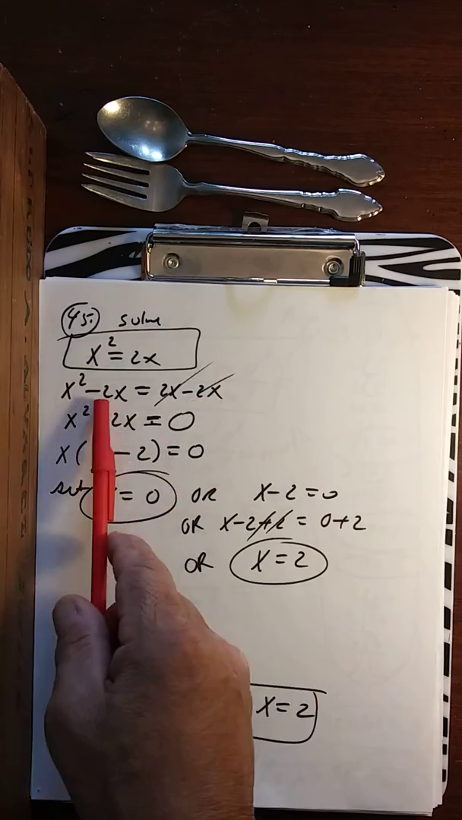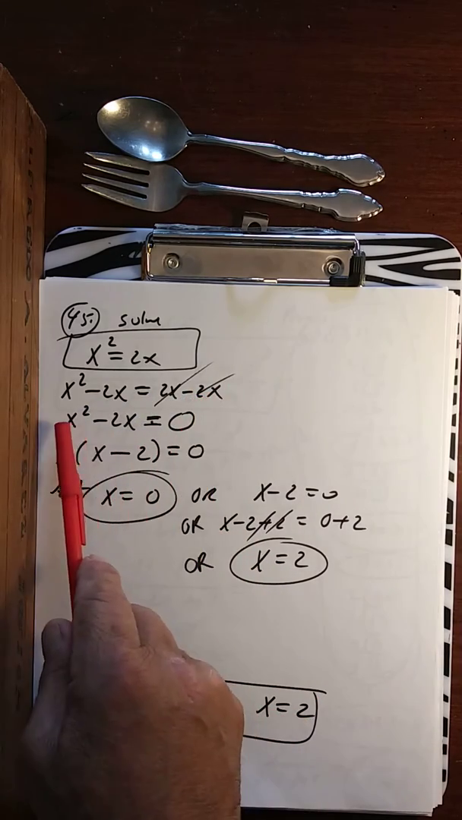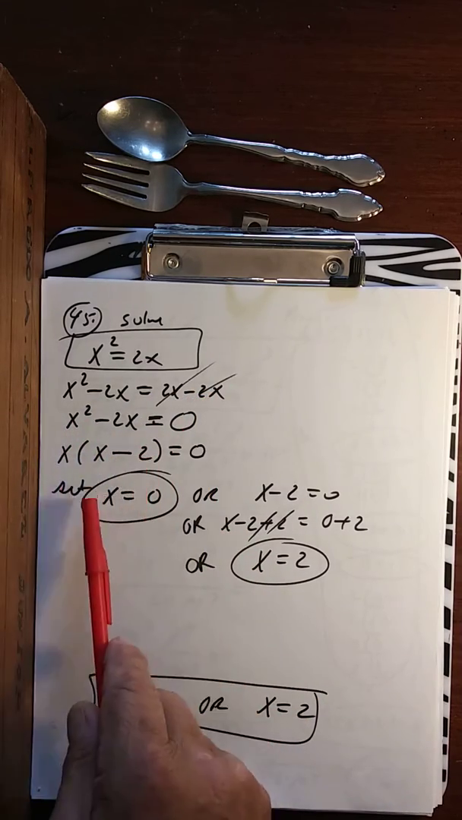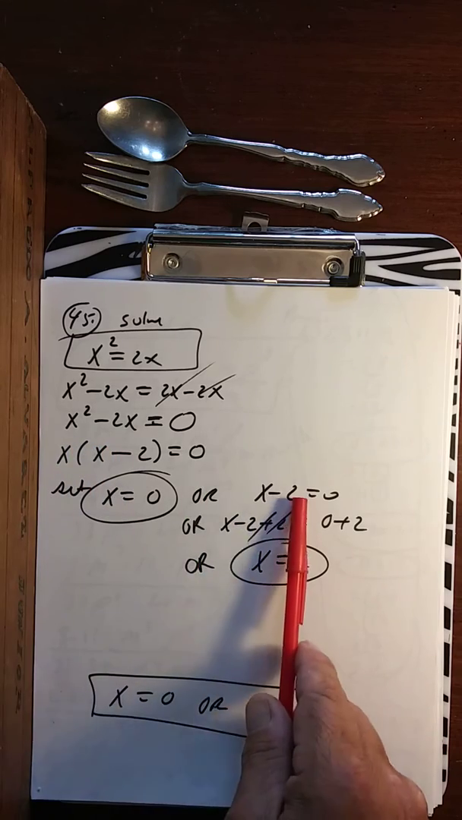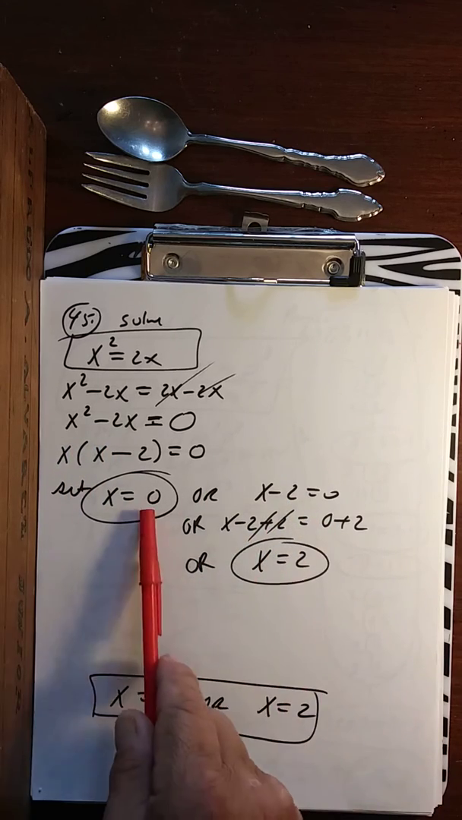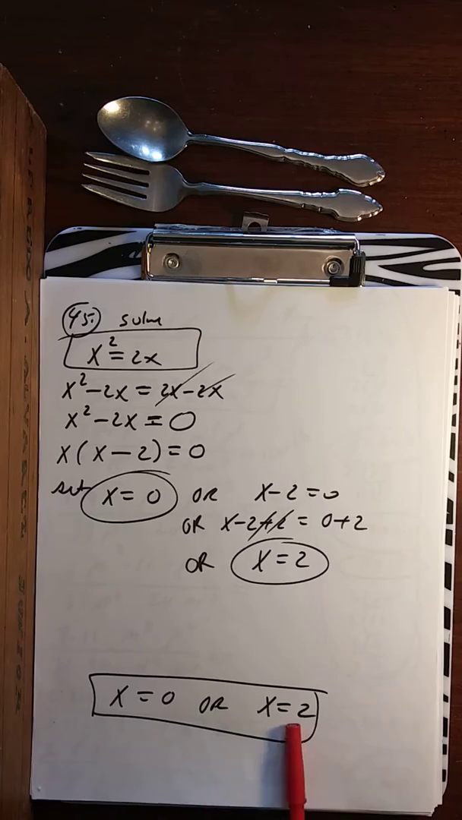Solve this. Minus 2x, minus 2x both sides. That's a 0. So factor out the x. X times x minus 2 equals 0. Or the second part, x minus 2 equals 0. Add 2, add 2. X equals 0, 2. So x equals 0, x equals 2.